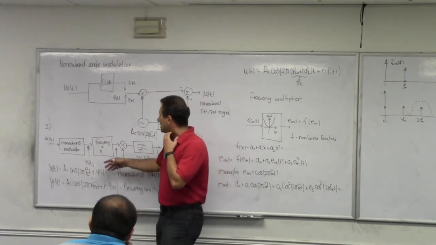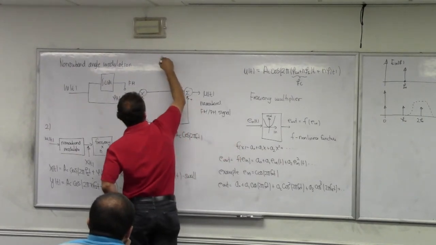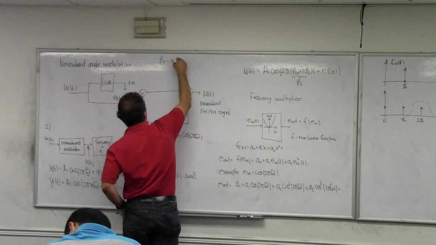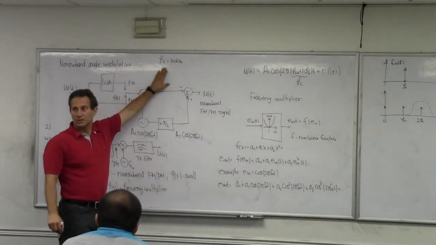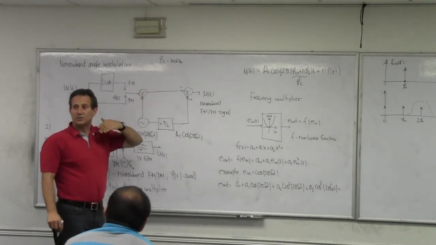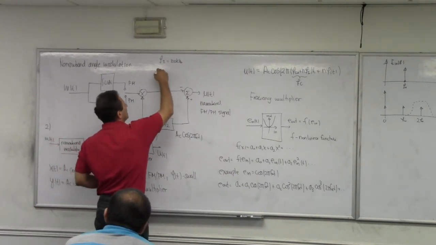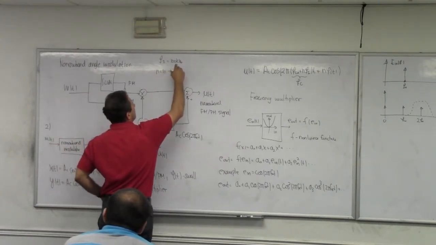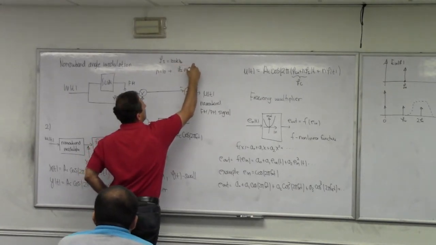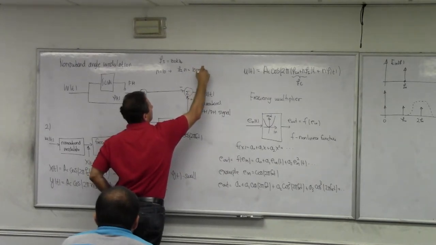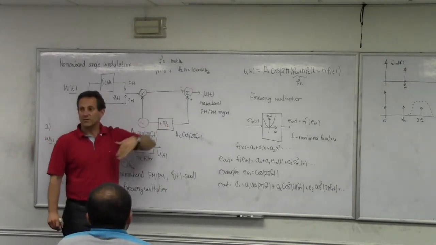So let me give you some numbers. Let's say your FI is 100 kilohertz. You take your signal and you modulate a 100 kilohertz carrier, and then you run this through a 10 times frequency multiplier. So if n is equal to 10, you end up with FI times n, 10,000 kilohertz, 1 megahertz. So after frequency multiplication, you get 1 megahertz.